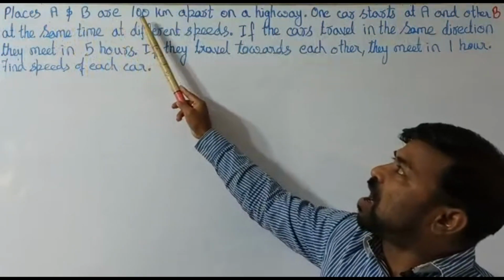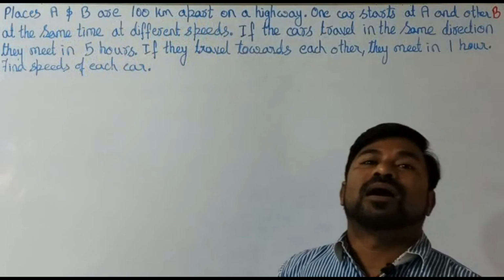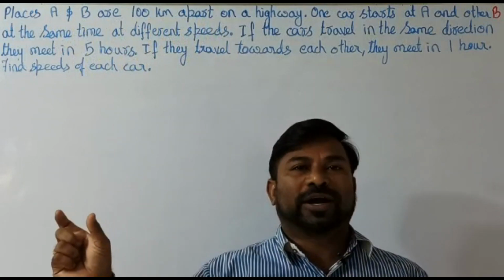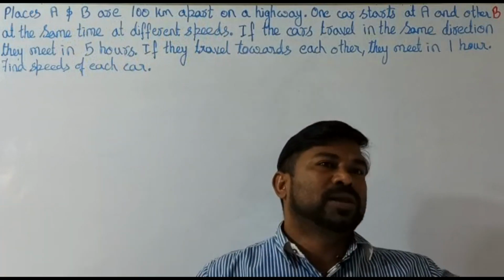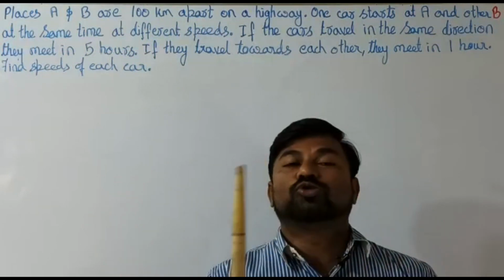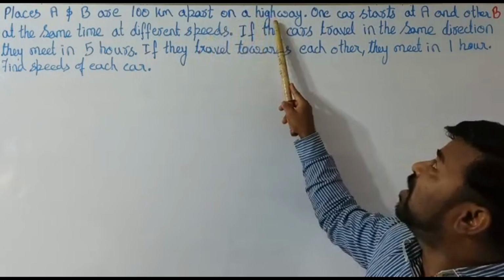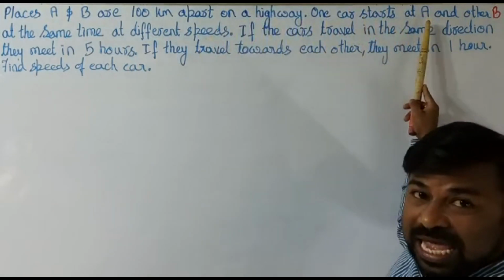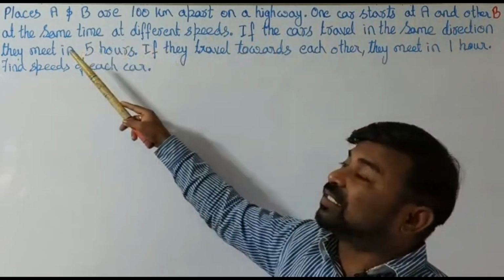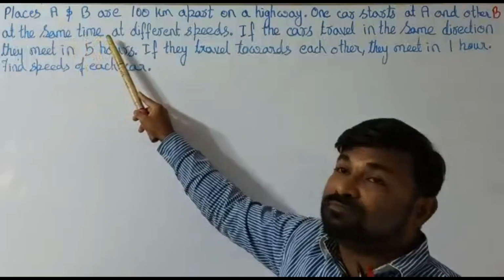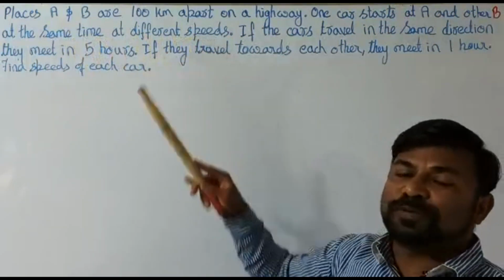Places A and B are 100 kilometers apart. So we are choosing two points, place A and place B, and the distance between the two points is 100 kilometers, on the highway. One car starts at A and the other car starts at B at the same time at a different speed.